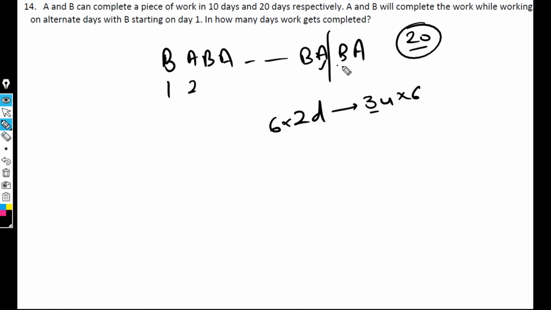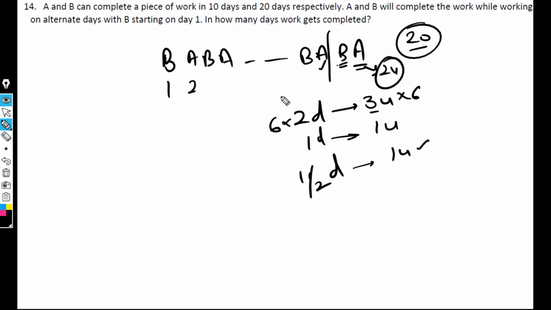Sorry, 2 units of the work are remaining, out of which on the next day B will complete 1 unit. Still 1 unit is remaining. On the next day, A can complete 2 units, so to complete 1 unit he will take another half of the day. So the answer comes out to be 13.5 days. Is it clear, everyone? Those who wrote the answer as 14, it's not 14, it is 13.5.